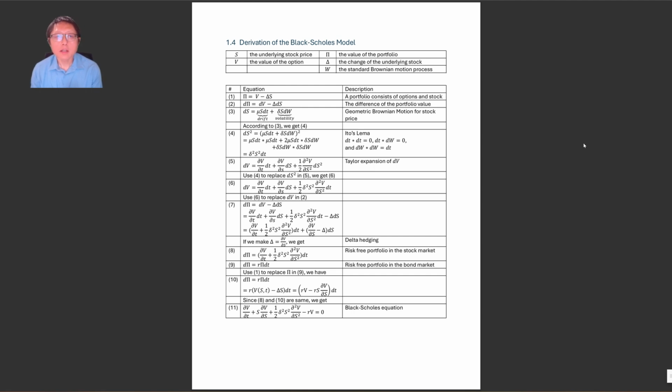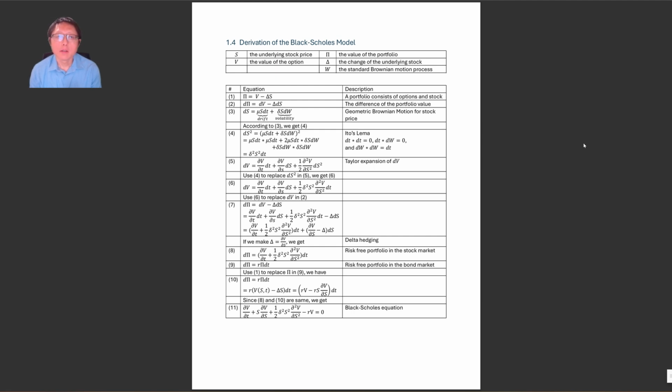Now we'll start the derivation of the Black-Scholes model. In this table, in the first column, I just listed the numbers of the equations. In the second column, of course, is the equation. In the third column, I give a simple, brief description of what this equation is doing. Now let's start from the first equation. When we see an equation, there must be a left side and a right side.